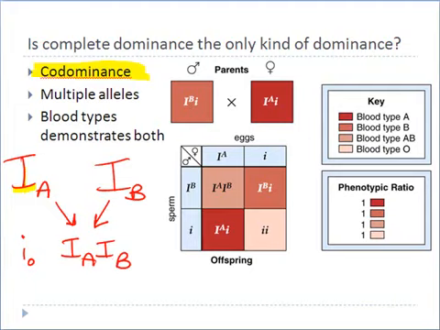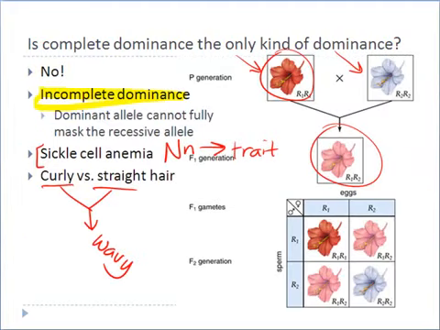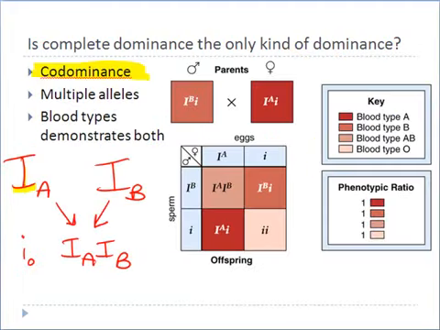If this were like incomplete dominance, you would have something that was the average between A and B. Maybe it would be like type C blood or something, which isn't the case at all. Both of these alleles are fully expressed phenotypically. It's not like one partially covers over the effects of the other as in incomplete dominance. Here, both alleles are completely and fully expressed in the phenotype. This is codominance.